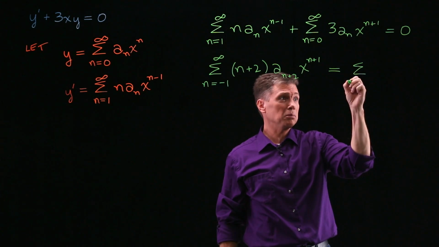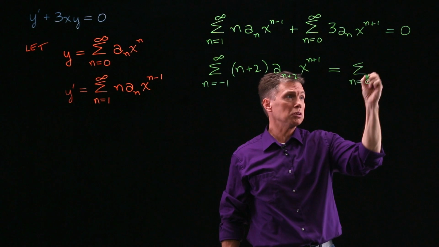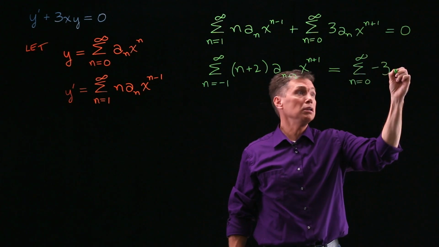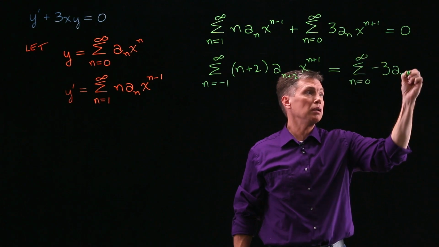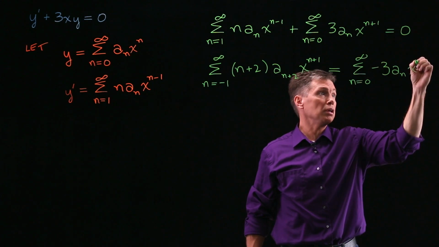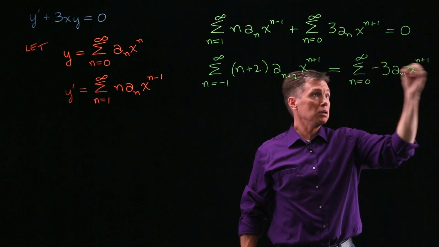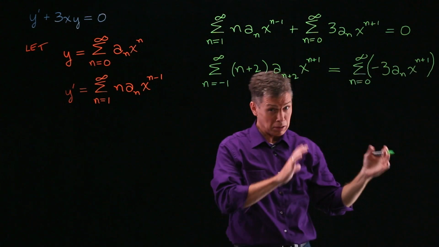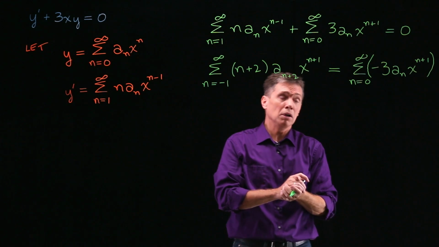So I'll write that as my summation, n equals 0 to infinity, minus 3a sub n x raised to the n plus 1. I'm going to put parentheses there just because of that minus sign. Everything in there is inside of the summation.